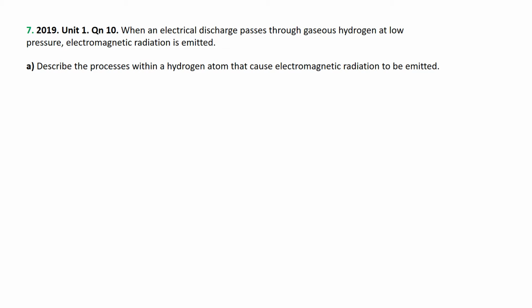So when an electrical discharge passes through gaseous hydrogen at low pressure, electromagnetic radiation is emitted. Indeed, that's an emission spectrum. Describe the processes that cause the electromagnetic radiation to be emitted.